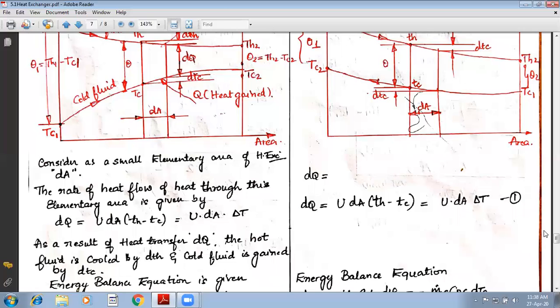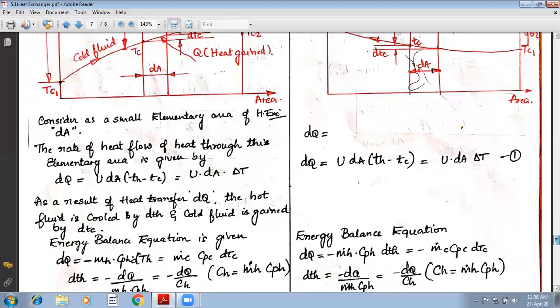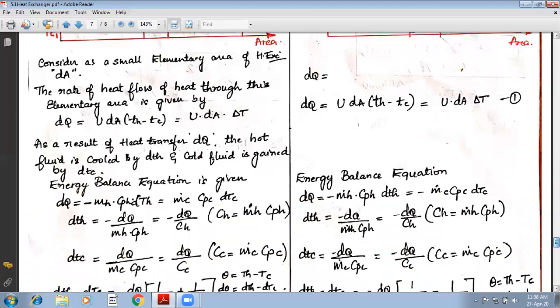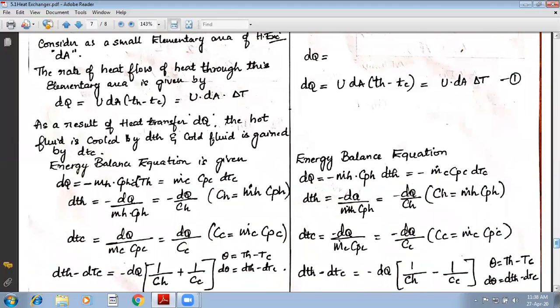Now whenever fluid transfers heat, one should lose heat and other fluid should gain heat. Now if you consider the energy balance, the hot fluid is losing the heat and the cold fluid is gaining the heat. It means I can equate the amount of heat lost by the hot fluid is equal to the amount of heat gained by the cold fluid.